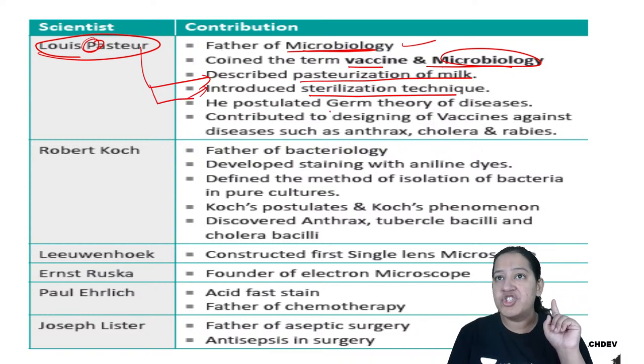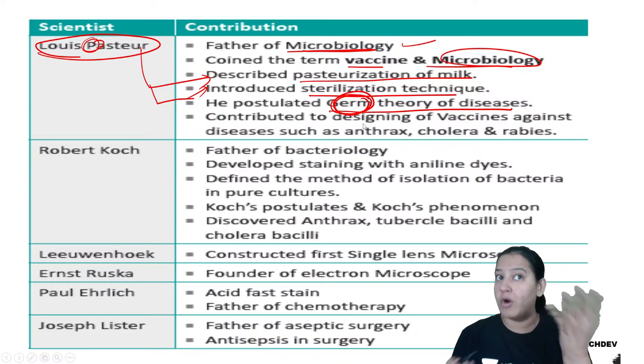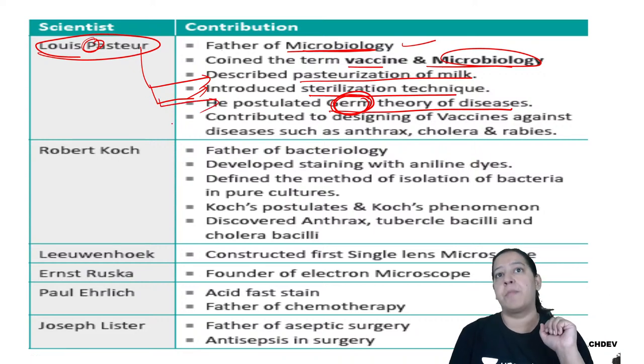He proposed the germ theory of disease. Germ theory, that all diseases are caused by some germ. By germ, we mean bacteria, virus, parasite or fungus. So a germ should be there to cause a disease. So pehli baar usne ye theory propose ki thi.